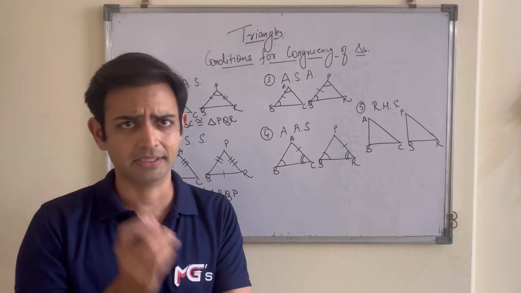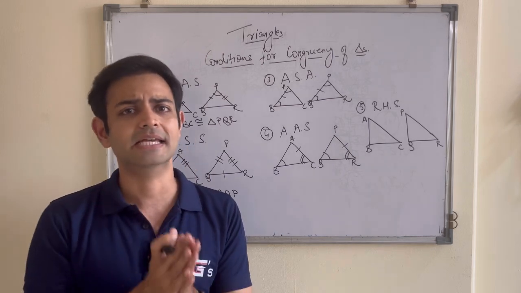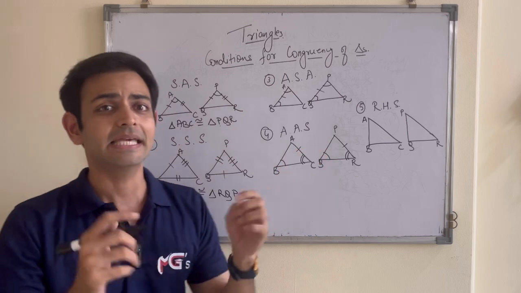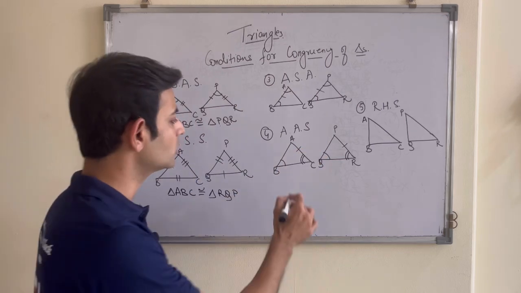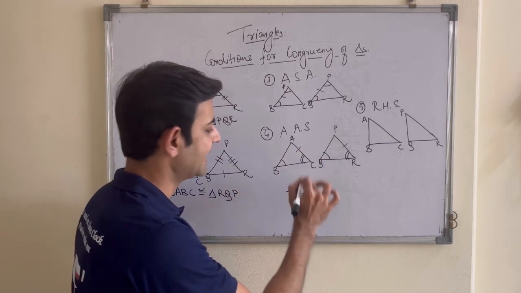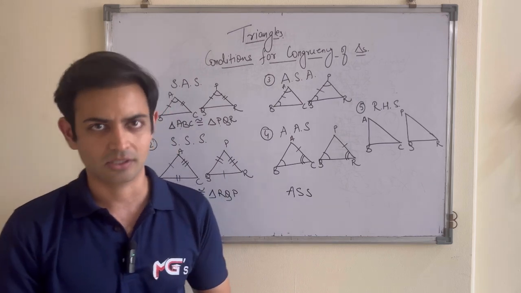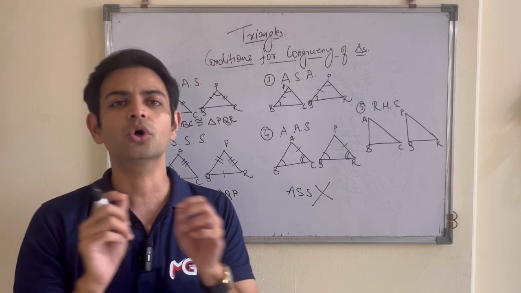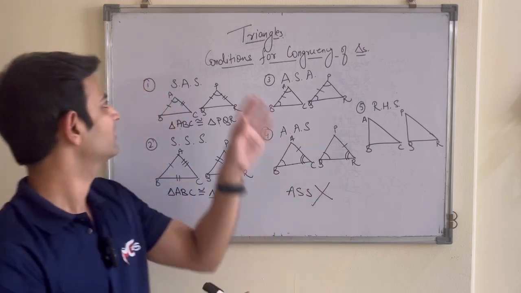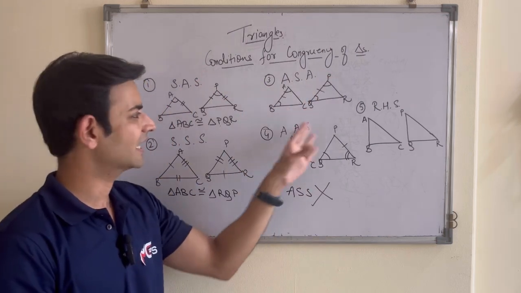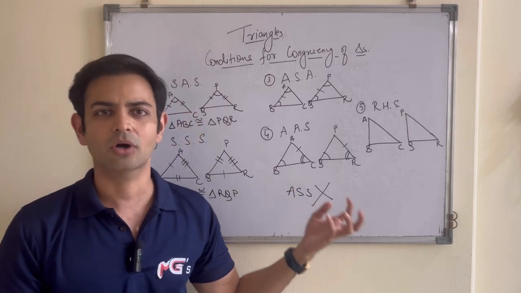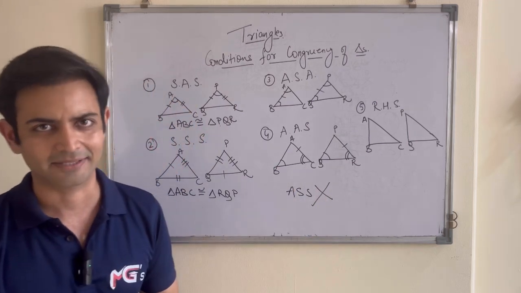Now a very important thing here: most of the kids get confused because we have ASA and AAS, so they get confused with a congruency ASS. They often apply ASS as a congruency. There is no congruency like this. So do not get into the flow of side, angle, side, angle, angle, angle, side, because we have these three. Also, they assume ASS has to be a congruency. There is no congruency like that.